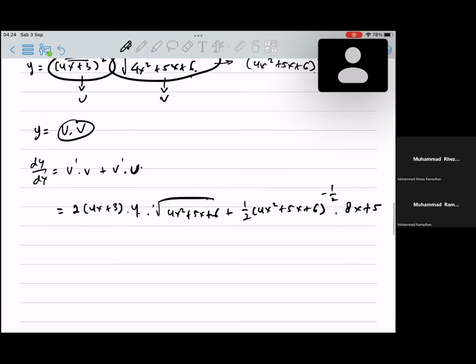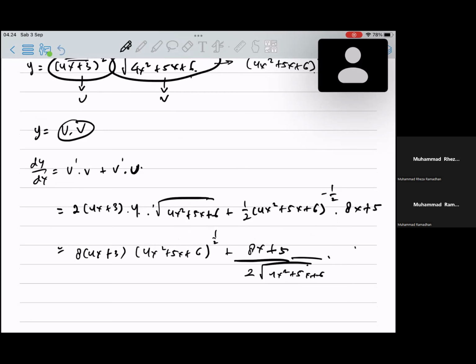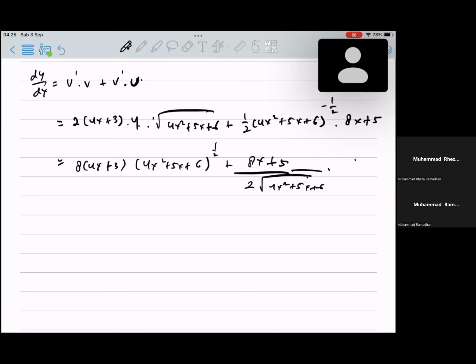So the result is 8(4x plus 3) (4x squared plus 5x plus 6) to the power of half, plus (8x plus 5) over 2 root 4x squared plus 5x plus 6. Okay. And then this is the multiplication rule. And the next rule is called the division rule.